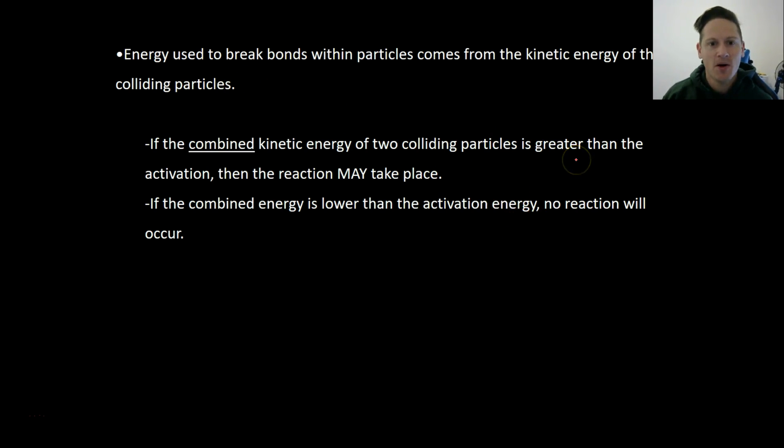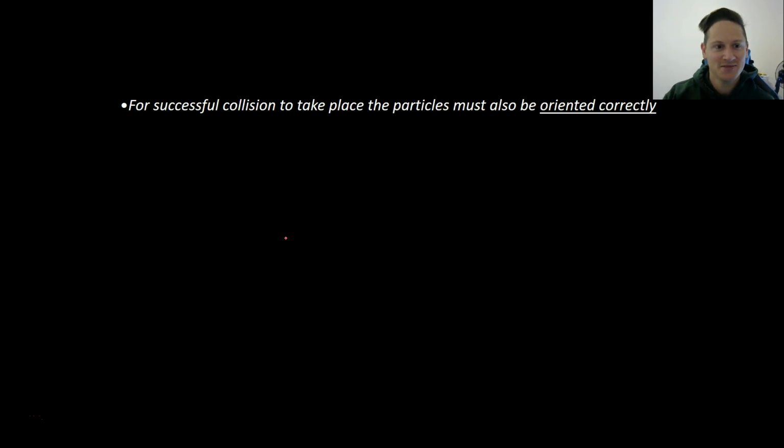Energy is used to break bonds within particles, and that energy comes from the kinetic energy of the colliding particles. So basically those colliding particles combine their kinetic energies. They need to be hitting each other with pace. So if the combined kinetic energy of any two colliding particles is greater than the activation energy, you've got a productive collision and the reaction may take place. If the combined energy is lower than the activation energy, then no reaction will occur and the reactant particles will just bounce off each other. So the particles need to reach that activation energy.